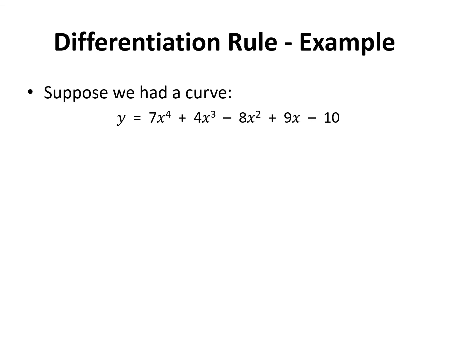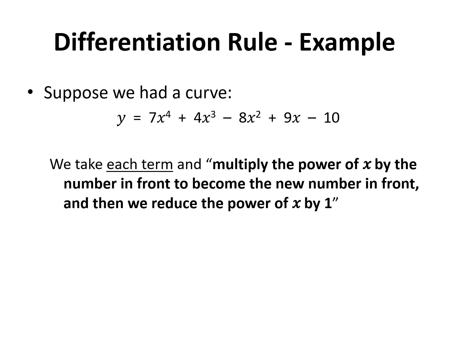We're going to look at the original equation, and then we're going to work through each term with this special rule. So for each term, we have to multiply the power of x, so the first term, that's 4, by the number in front, which is 7. And that will become the new number in front. So the new number in front of that term is going to be 28. But we also have to reduce the power by 1. So the power of x will change from x to the power of 4 to x to the power of 3. And we work our way along with that rule for each term.